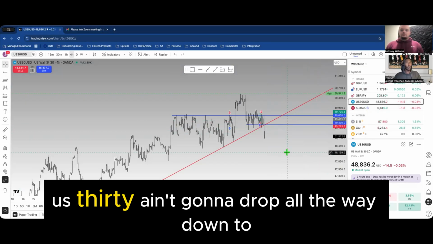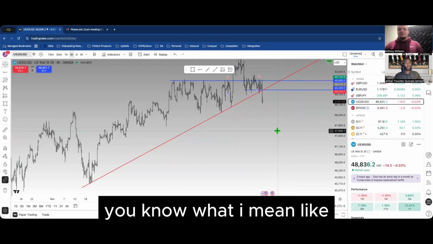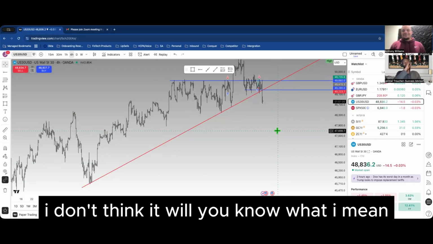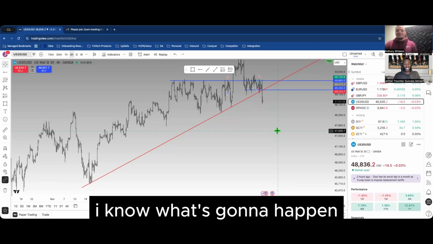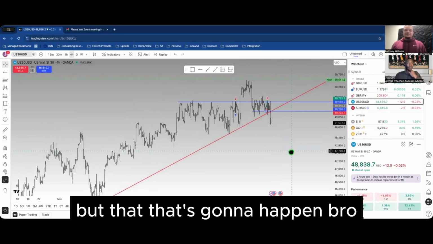Even US 30 isn't going to drop all the way down here, though. I can't call it, you know what I mean? I don't think it will, but I'm not going to tell you I know what's going to happen.